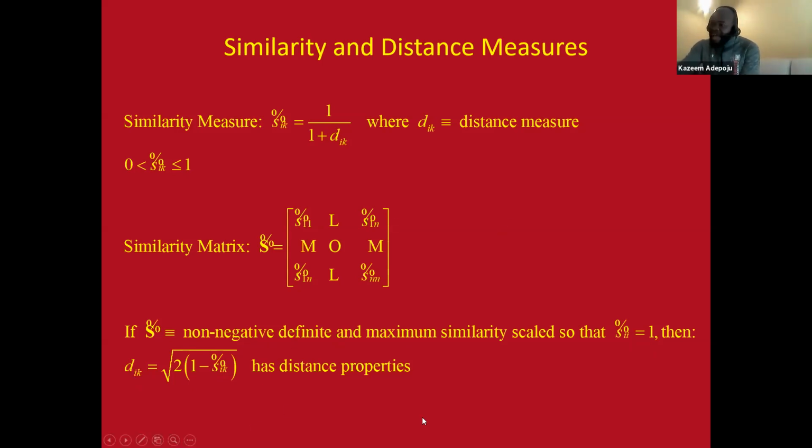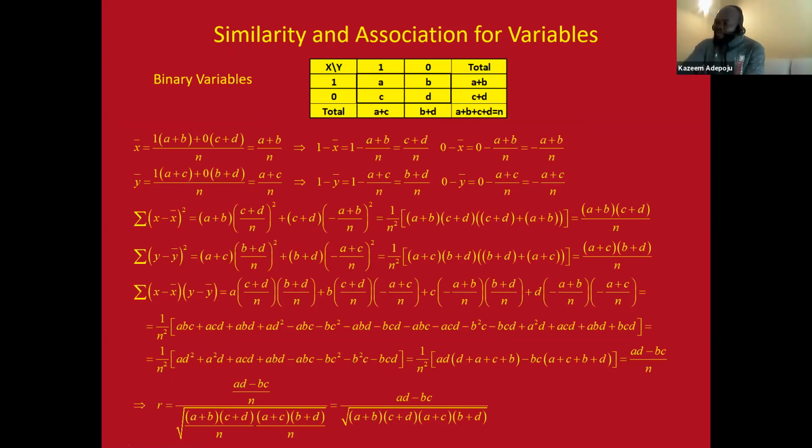So what I have on this page is talking about similarity and the distance measure. I walked you through this last week. The idea here is just for us to be able to derive the correlation, because at times we may want to have a measure of association among the variables. But the variables have to be categorical.